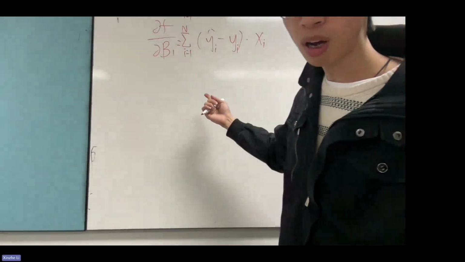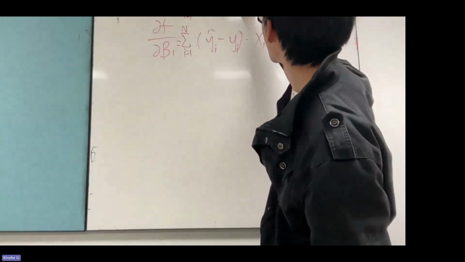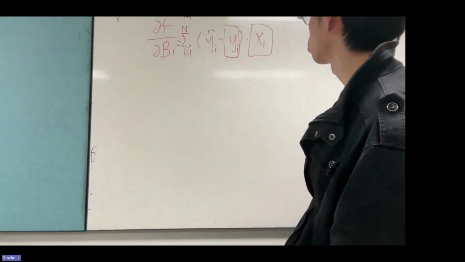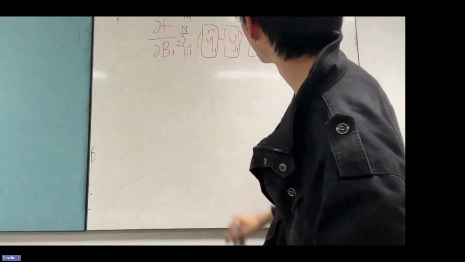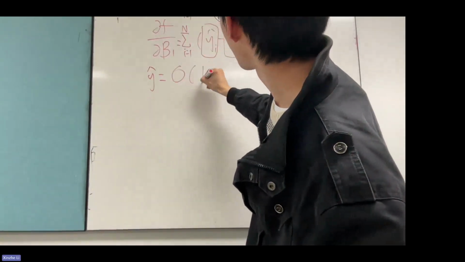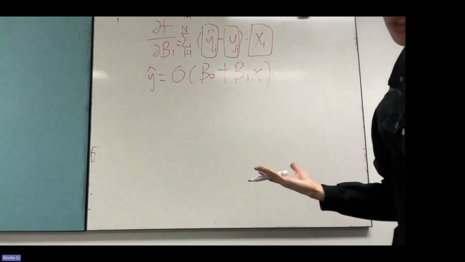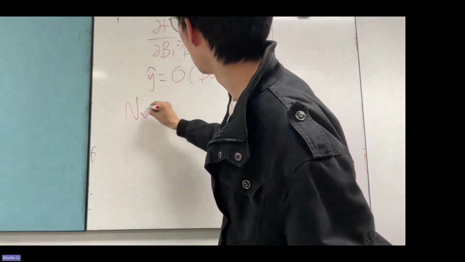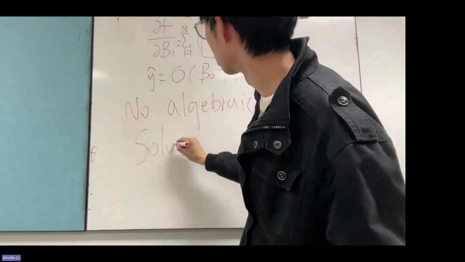Do we get the result? Let's look at it. We know what yi is, and we also know what xi is, because they come from the training data. But what's y hat? Y hat is the prediction of the logistic regression model. It's y hat equals sigma of beta 0 plus beta 1 x. So there's no way we can resolve this algebraically. There is no algebraic solution.